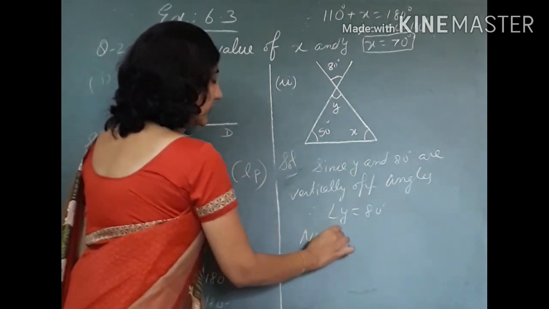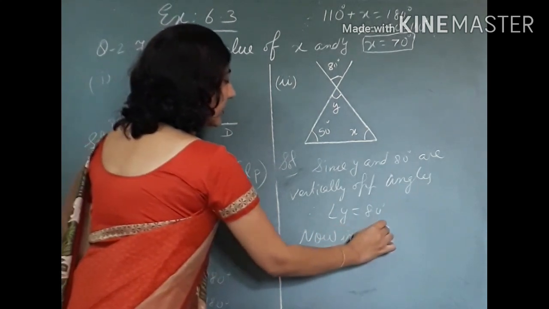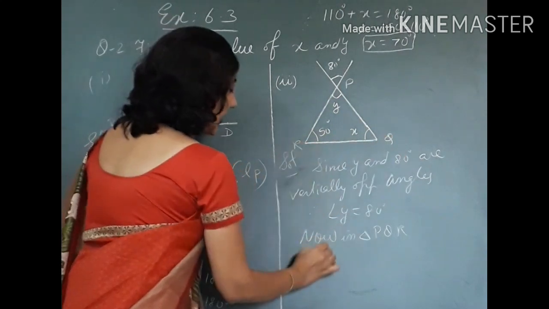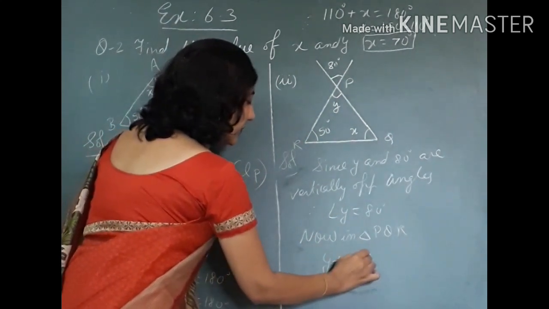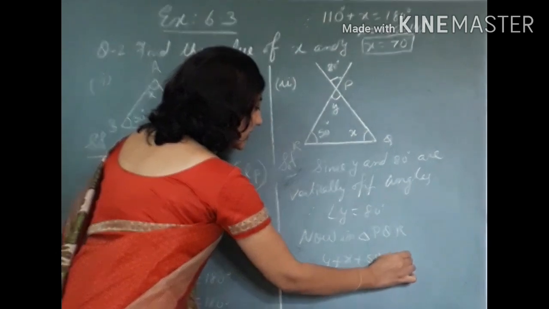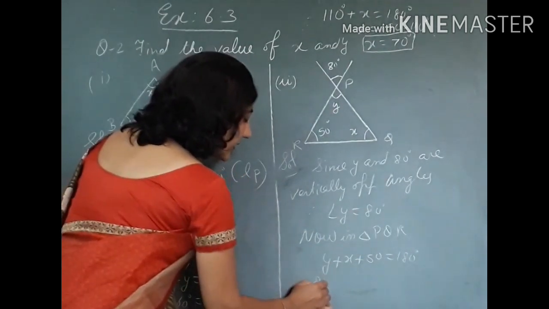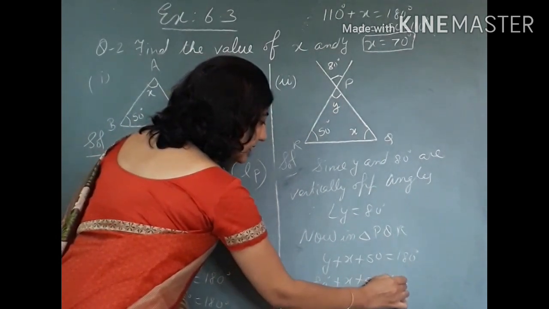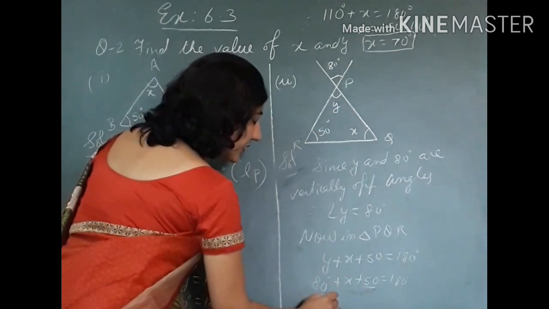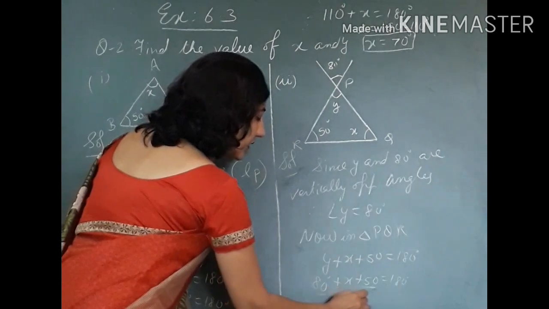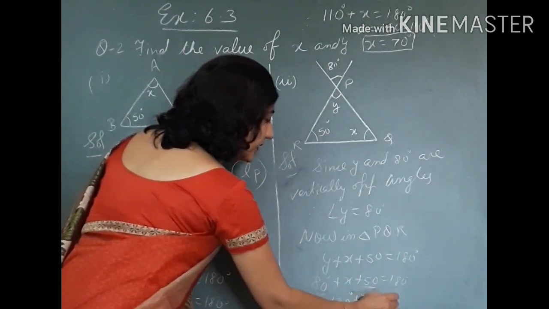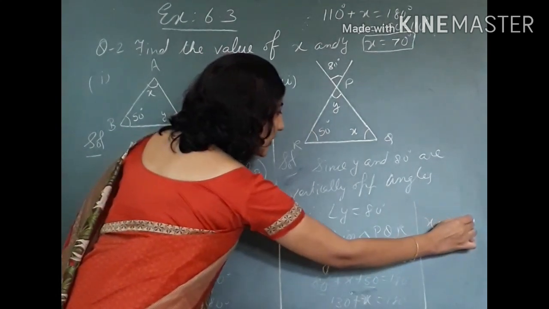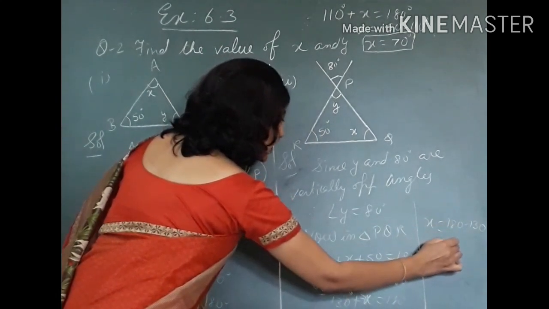Now in triangle PQR, you can name this triangle PQR, angle y plus x plus 50 equals 180 degrees. Put the value of y, 80 plus x plus 50 equals 180 degrees. Add this 80 and 50, it will be 130. 130 plus x equals 180 degrees. Therefore x equals 180 minus 130, that is x equal to 50 degrees.